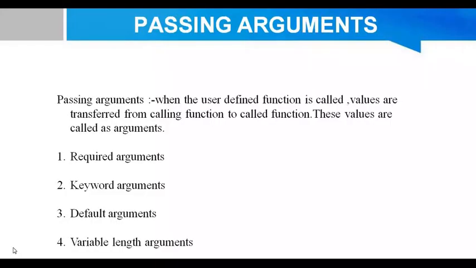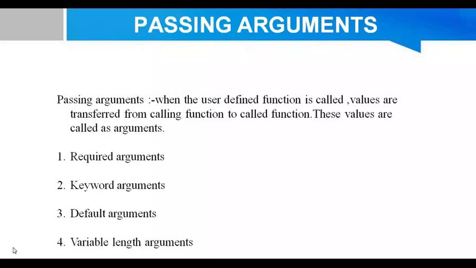Now moving to the next topic, that is passing arguments to a function. When the user defined function is called, the values are transferred from the calling function to the called function. These values are called arguments. So in Python programming there are 4 types of arguments. First one is required arguments, second is keyword arguments, third is default arguments, and the last is variable length arguments. So let's discuss them one by one.